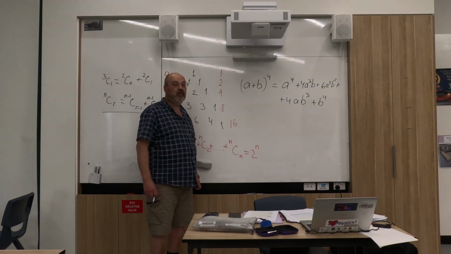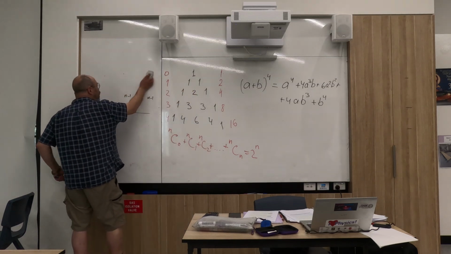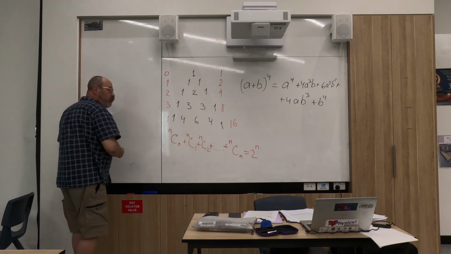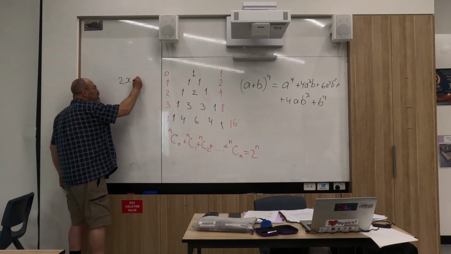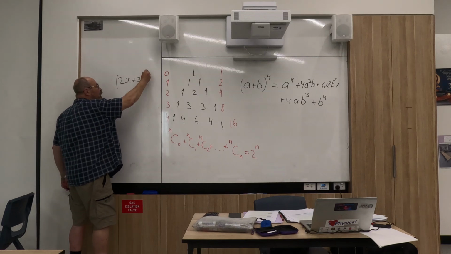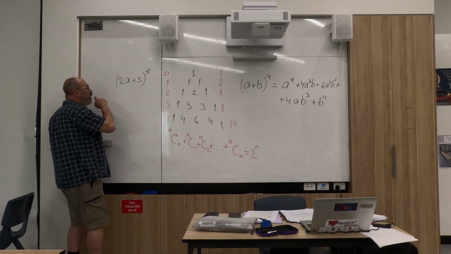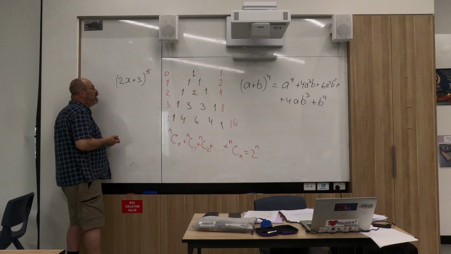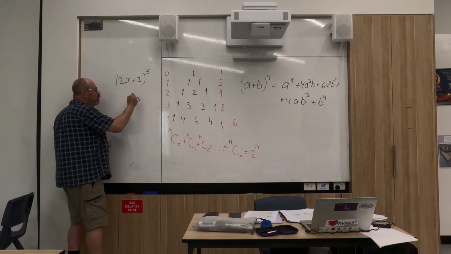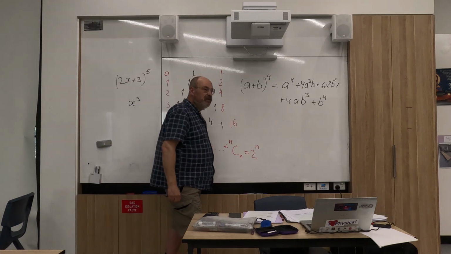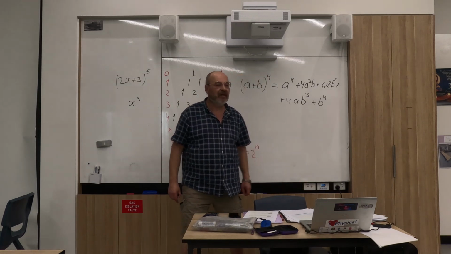It's a pity that this was removed from methods. Before, there were questions like this. What will be, in the expansion of (2x plus 3) to the power of 5, the coefficient of x cubed? Can you tell me what the coefficient will be? No, because you have 3 and 2, you have to multiply them in. Oh, okay.